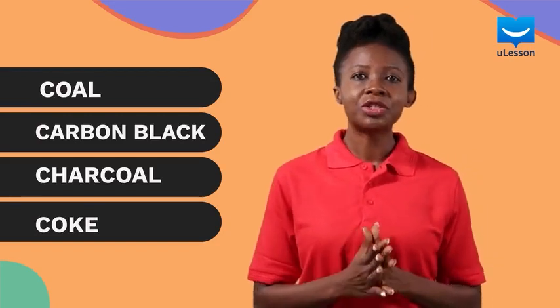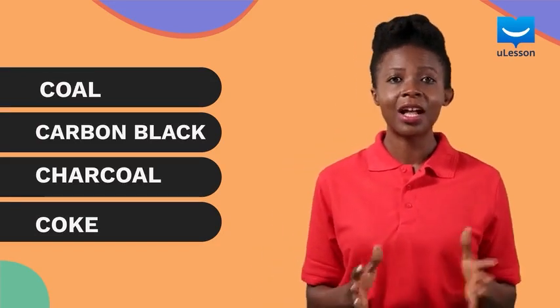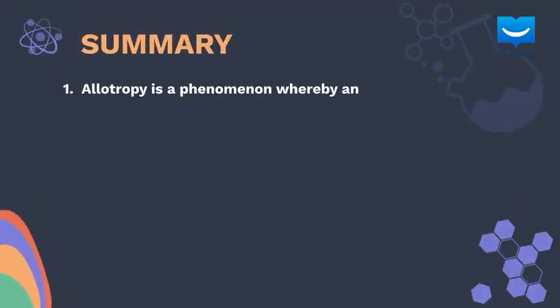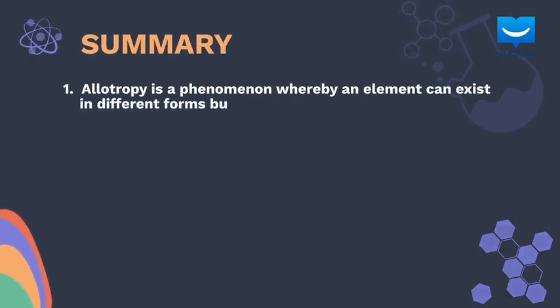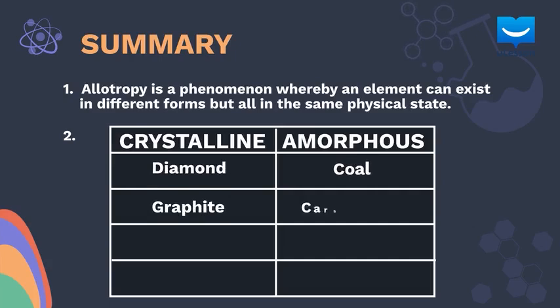For now, ensure that you remember what we've said about allotropes and the classification of allotropes. In case you've forgotten, we said that allotropy is a phenomenon whereby an element can exist in different forms but all in the same physical state. We also classified allotropes of carbon into crystalline and amorphous allotropes. We said that the crystalline allotropes consist of diamond and graphite, while the amorphous allotropes consist of coal, carbon black, charcoal, and coke.